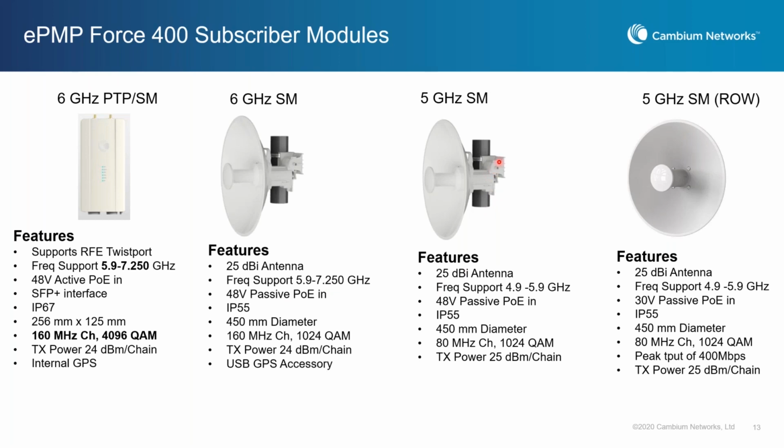On the 5 gig side, it's going to follow very much a 6 gig SM form factor. This will go to 80 meg 1024 QAM because in 5 gig standards, we don't support a 160 meg channel. But this is going to be that underlying OFDMA solution, right? Supporting multi-user MIMO and the 1024 QAM. It's going to be a very, very compelling and powerful subscriber module in its own right.